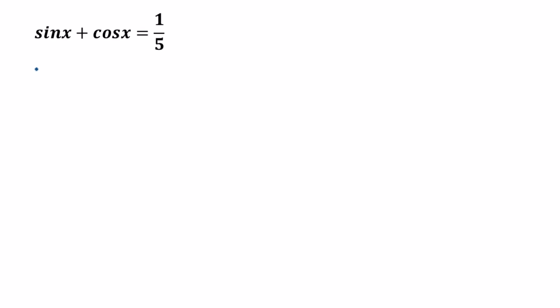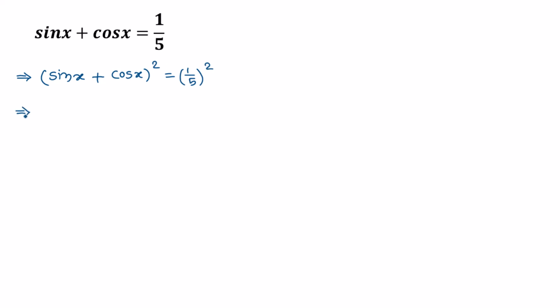Hello everyone. In this video, I am going to show how to find the value of tan x, where sin x plus cos x is equal to 1 over 5. Taking the square on both sides, we can write (sin x plus cos x) whole square is equal to (1 over 5) whole square.